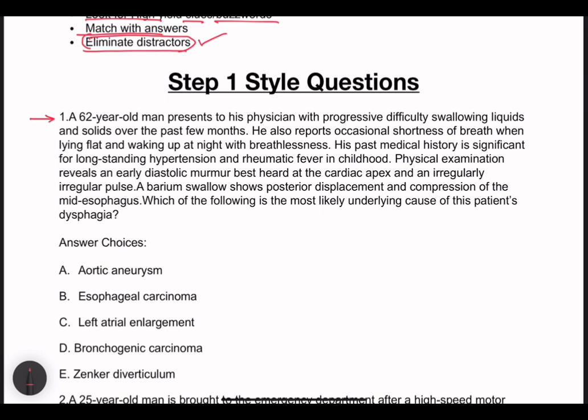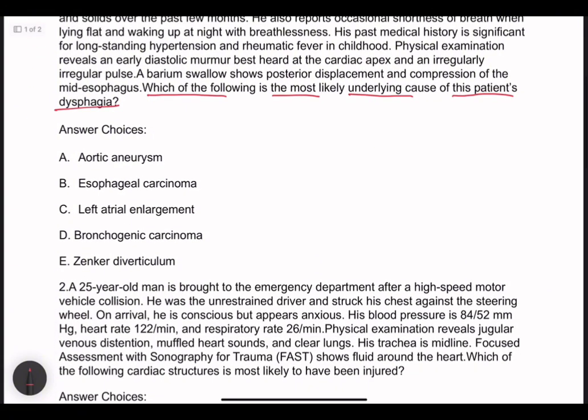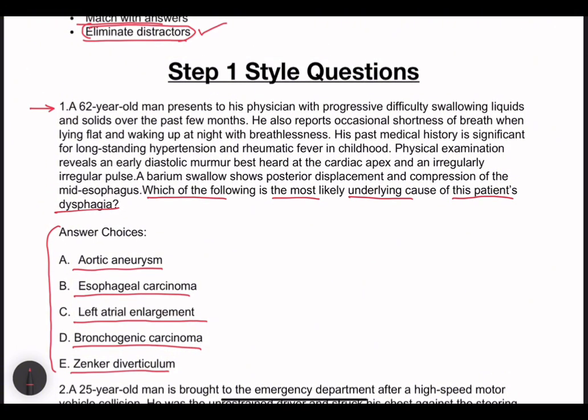Question number 1. Which of the following is the most likely underlying cause of this patient's dysphagia? Now let's look at the answer options. Aortic aneurysm, esophageal carcinoma, left atrial enlargement, bronchogenic carcinoma, and Zenker diverticulum. All of these options are potential causes of dysphagia. Now let's go through the question stem.